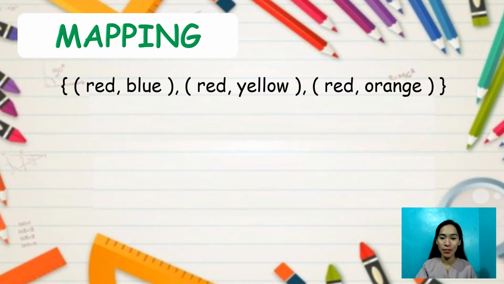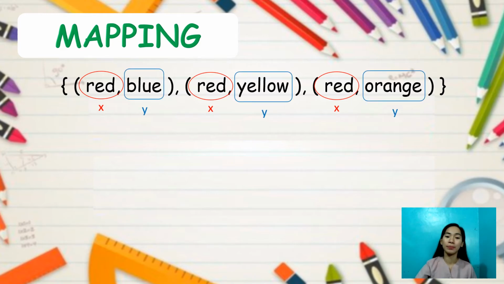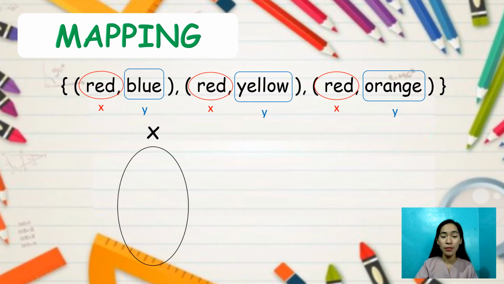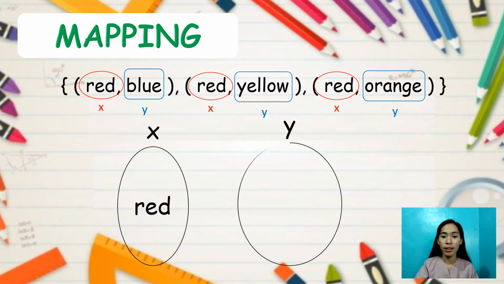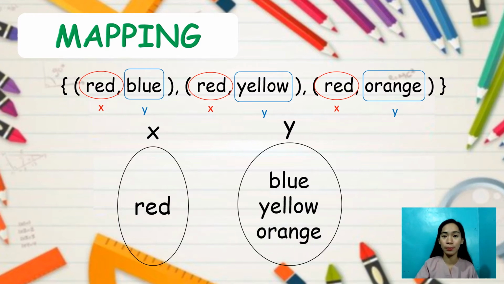If we're going to map the given, we're going to use the same procedure. First step is we're going to identify the domain and range. So the domain is red. Next, the range: blue, yellow, and orange. Second step is we're going to draw two oval shapes. So the left oval shape is for the domain or the x values. And the right oval shape is for your y values or the range. So we have blue, yellow, and orange.